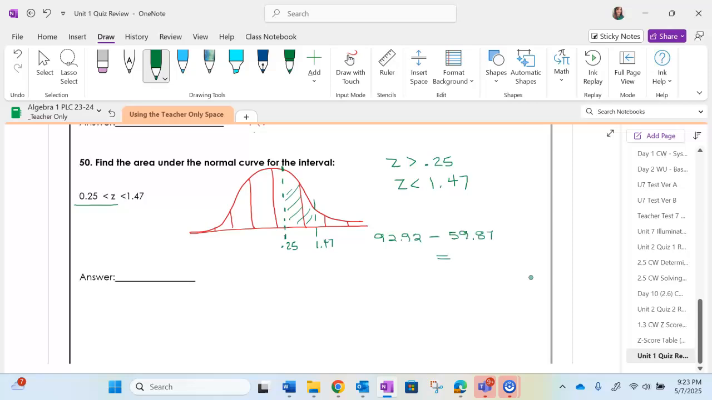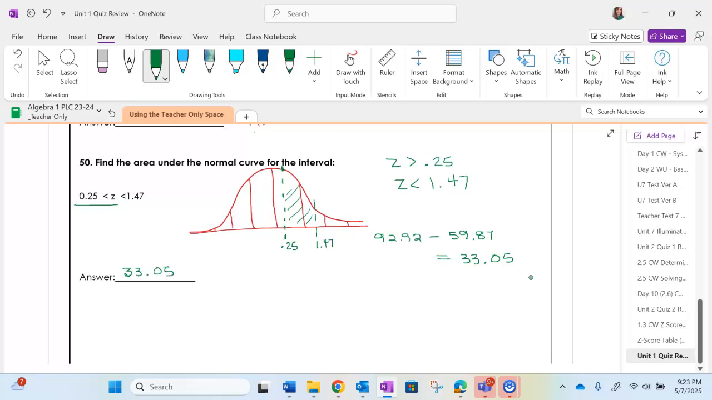Here we go, 59.87 equals, let's see what we get, 92.92 minus 59.87 gives me 33.05. And that's my answer.